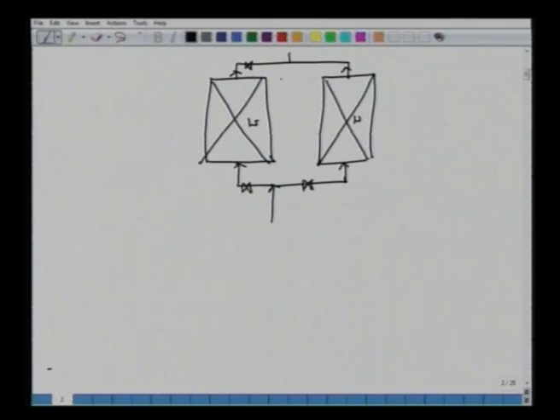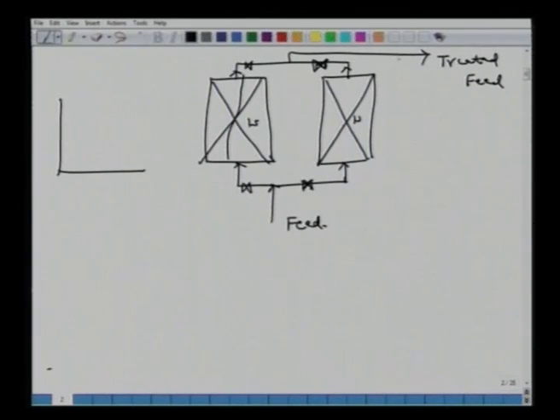You can put a valve, and this is your treated feed, and this is your fresh feed. So at one time this valve is closed, and the entire feed goes through this bed. You monitor the exit concentration here.